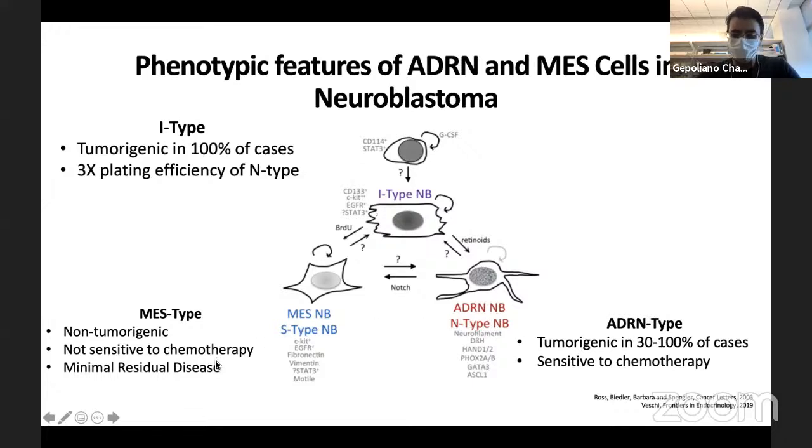So this leads to the idea in the field that these mesenchymal cells are responsible for a concept called the minimal residual disease concept, where you give chemotherapy to the child, you kill some of the adrenergic cells, but the mesenchymal cells are not killed by chemotherapy, they stay alive, they can differentiate into adrenergic cells, and therefore the cancer relapses or the disease progresses. As I said, adrenergic cells are tumorigenic and they are sensitive to chemotherapy.